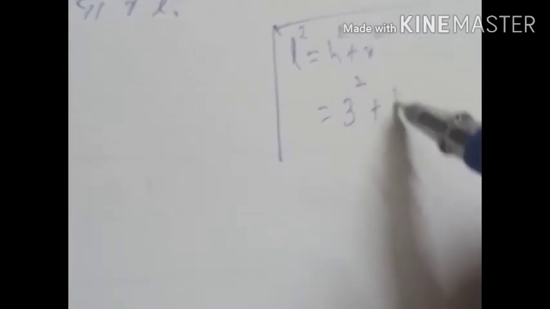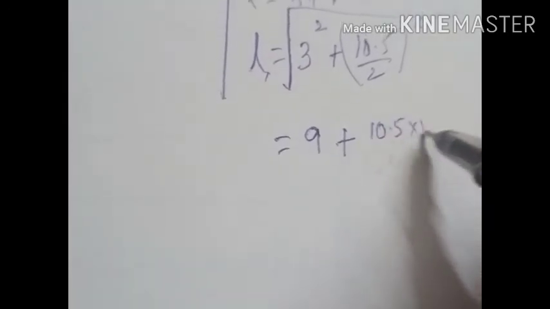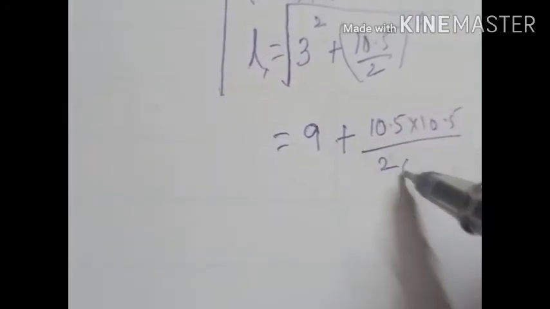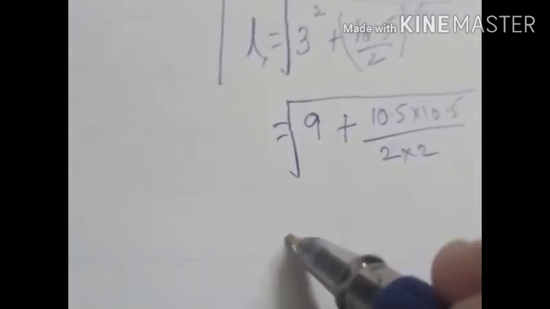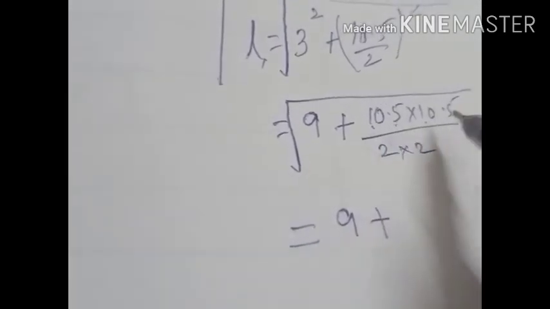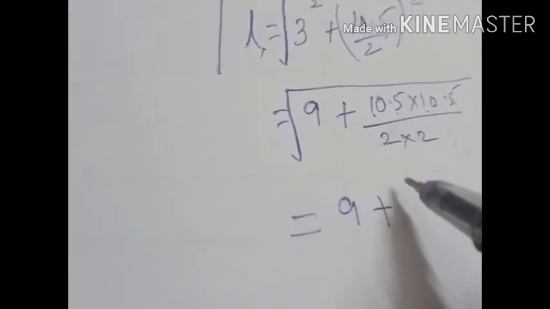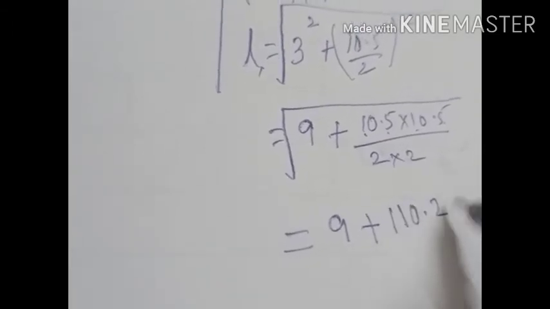Then here H is given as 3, so 3 square. R we got as 10.5 by 2, so 10.5 by 2 square. Its root will be L. That is equal to the square root of 9 plus 10.5 into 10.5 by 2 into 2. Its square root we have to find. So that is equal 9 plus 10.5 into 10.5. 10.5 into 10.5 means what? That is 110.25.